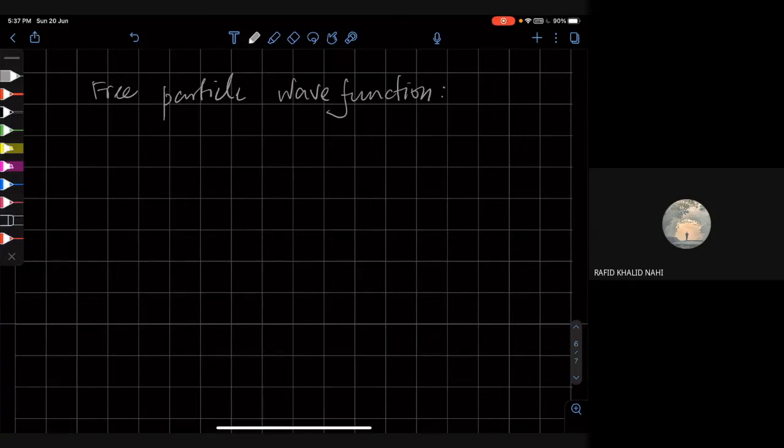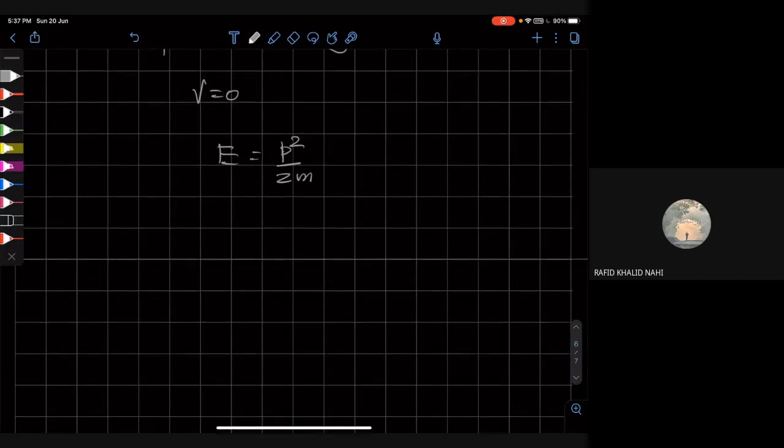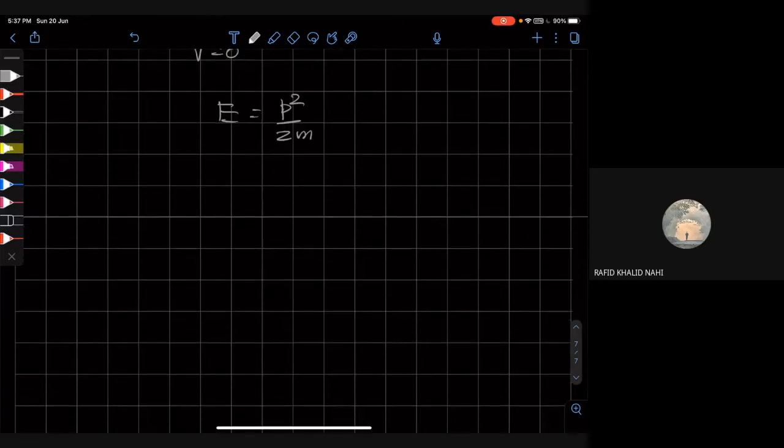Okay, so let's look at the energy, the plane wave solution. So if the potential energy is 0, then our energy is p squared by 2m. And then we want to look at the momentum eigenfunction. So this is P acting on psi. So P, the operator, acting on psi of x and t, giving you a number P times psi of x and t.